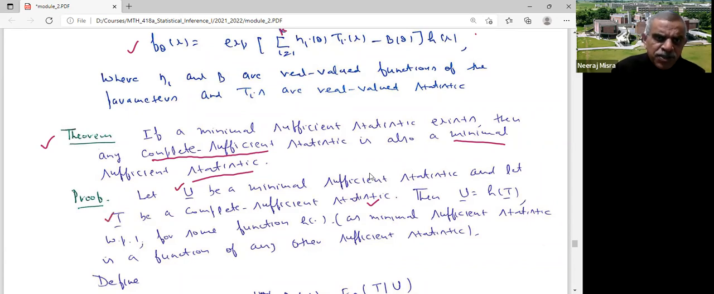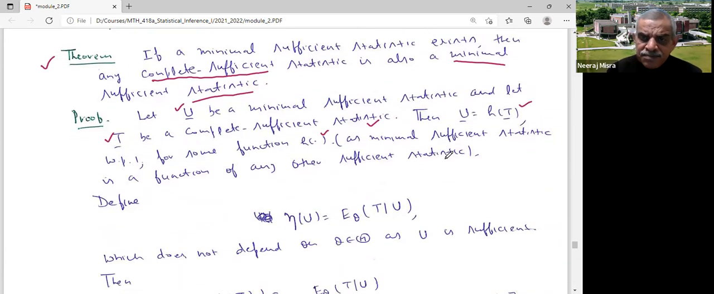And since T is given to be sufficient, U will be a function of T, for some function h. Now I have to show that T is a function of U. So what I do is I define a function eta of U, which is the expected value of T given U. What I have to show is T is a function of U. So if I can show that T is the same as eta of U, I'm done.